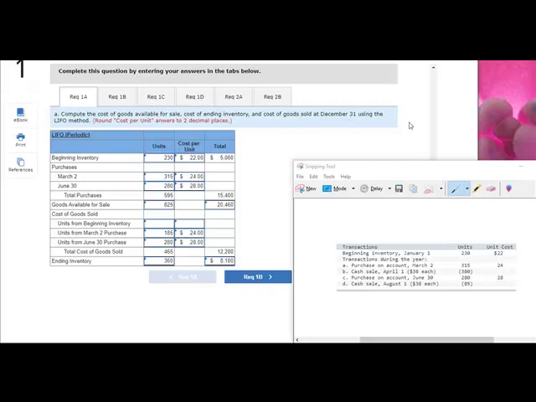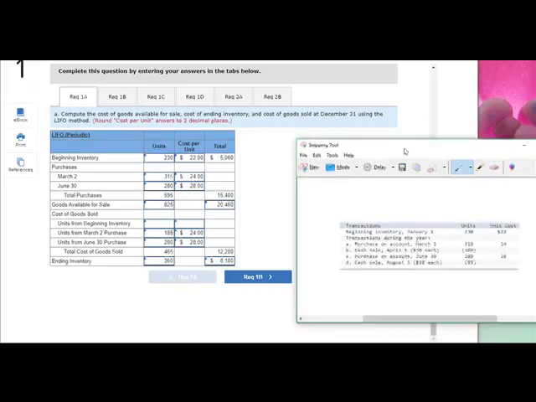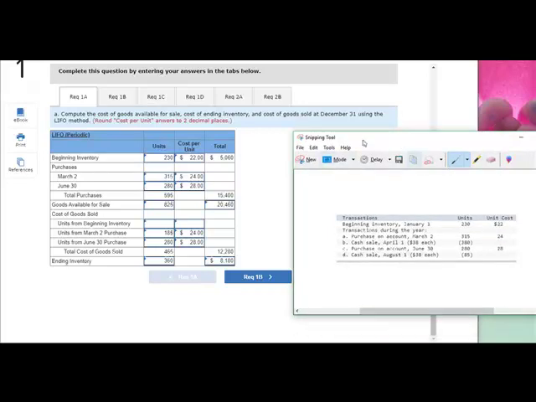So here we are in question 1, and we're asked to use this data that we're given at the top. I used my snipping tool to take a picture of it so I wouldn't have to keep scrolling up and down. So this is the data that we're given over here on the right.